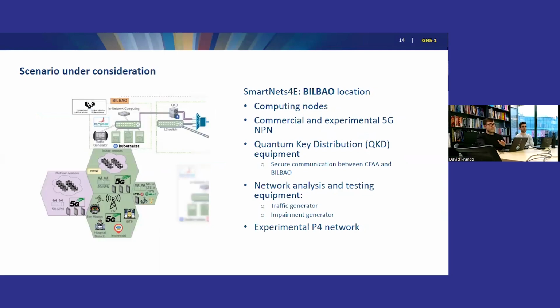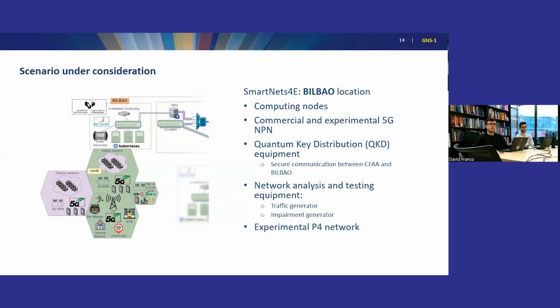Okay, so now we will check each one of the sites more in depth. First we see the Engineering Faculty in Bilbao, which is the main site where we work, which is where we are right now. It has several computing nodes, as well as commercial and experimental 5G non-public networks, which we deploy in experimentation bands to test our things. These systems include radio equipment, obviously, and the core and sensor networks, which are the actual subscribers of the 5G networks that we deploy.